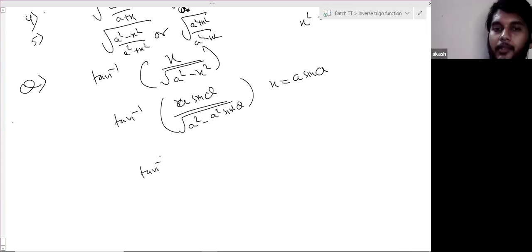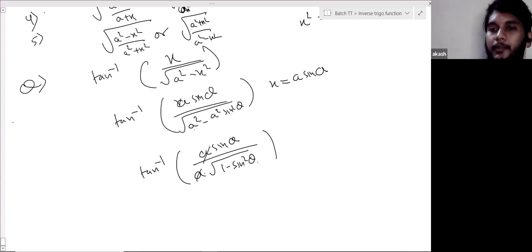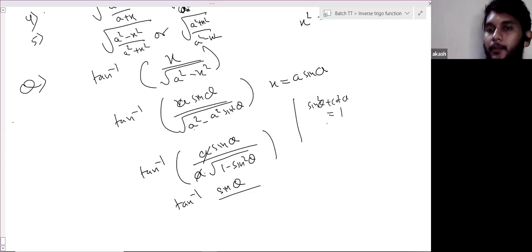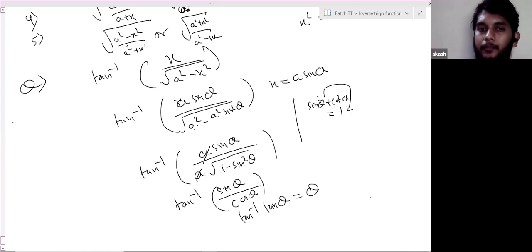So this is tan inverse of a sine theta upon, see, if I take a square common and outside the under root, then I'll have a under root 1 minus sine square theta. And a and a cancel. What is 1 minus sine square theta? The first identity you have studied in trigonometry: sine square theta plus cos square theta is 1. So 1 minus sine square theta we can write as cos square theta, and under root cos square theta is cos theta. So tan inverse tan theta, the answer is theta. This is clear? Yes, sir.